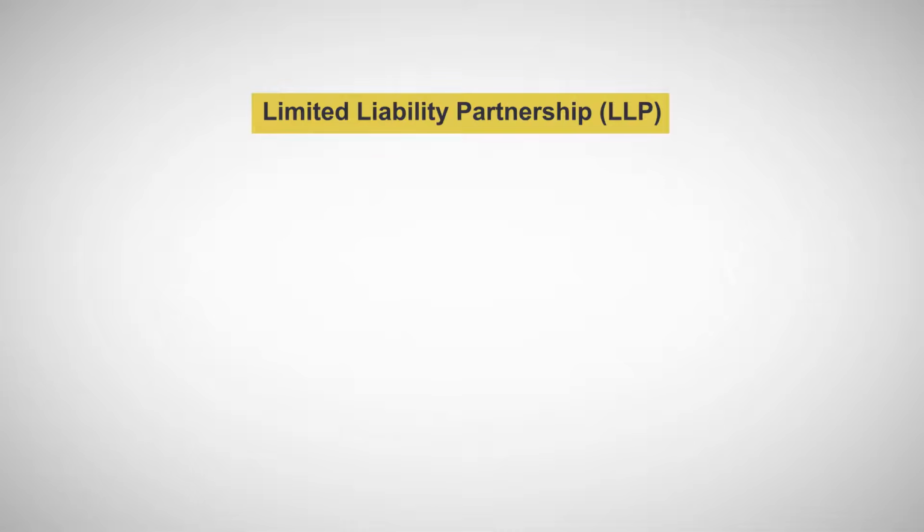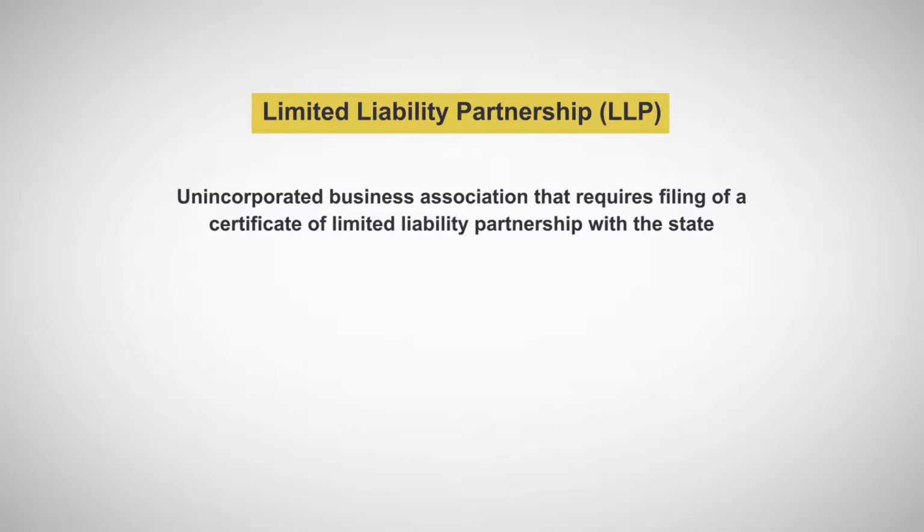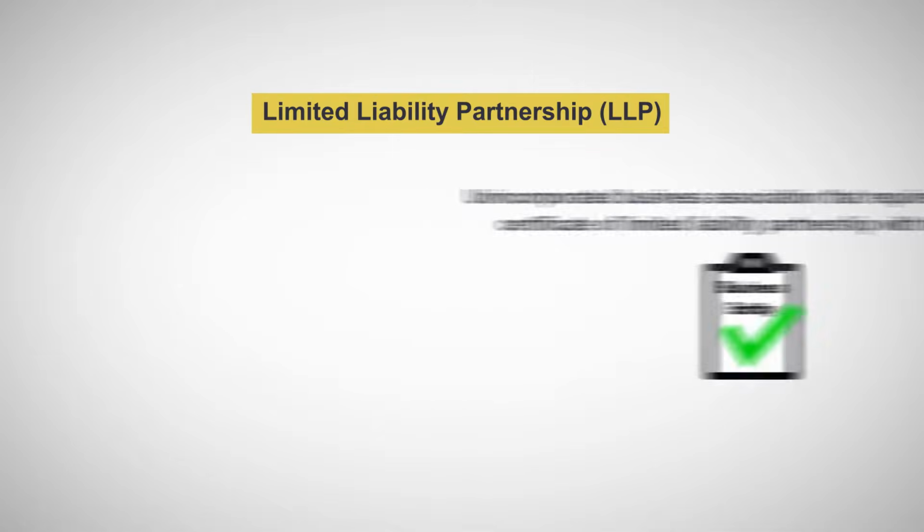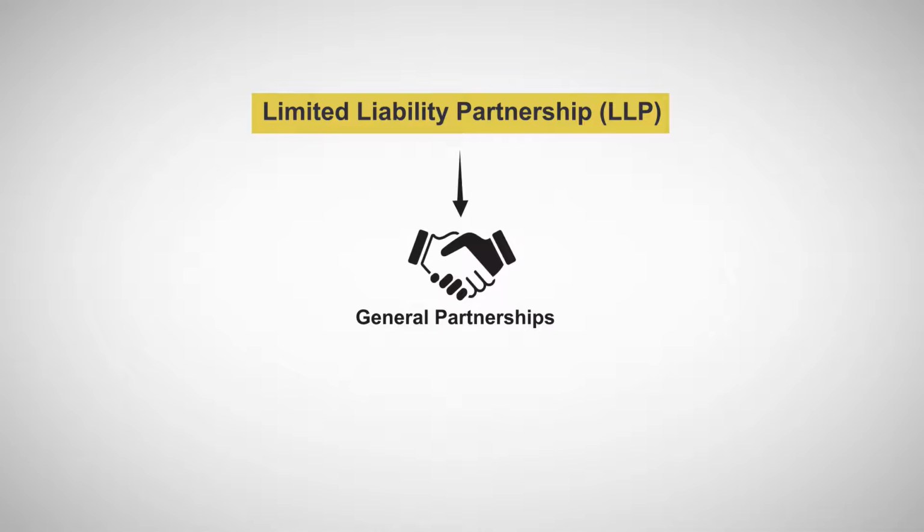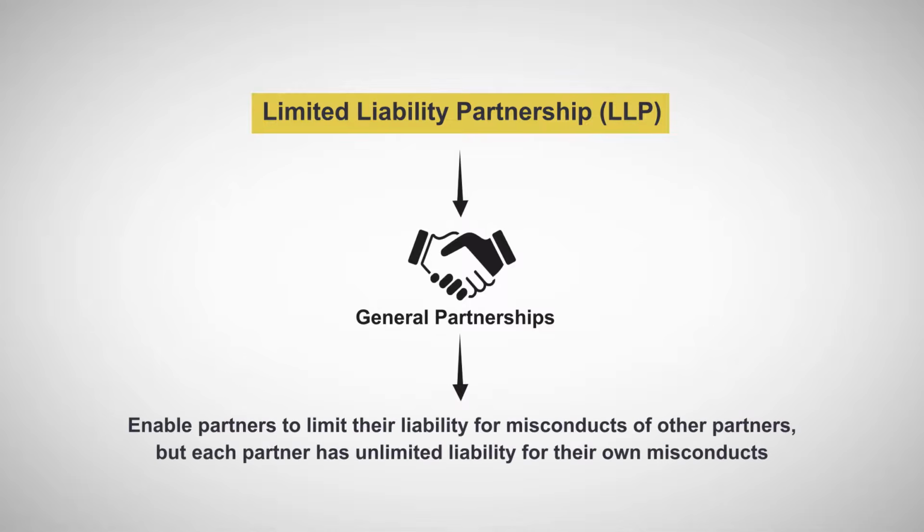The LLP, or Limited Liability Partnership, is also an unincorporated business association that requires filing with the state. Limited liability partnerships are similar to general partnerships, except that they enable partners to limit their liability for the misconduct of other partners. But each partner has unlimited liability for his or her own misconduct.